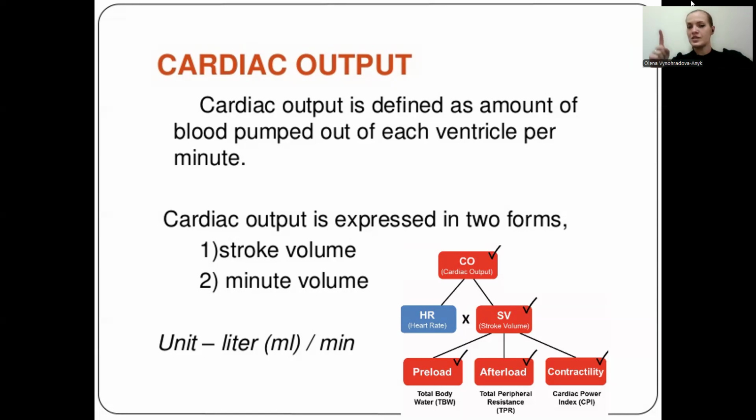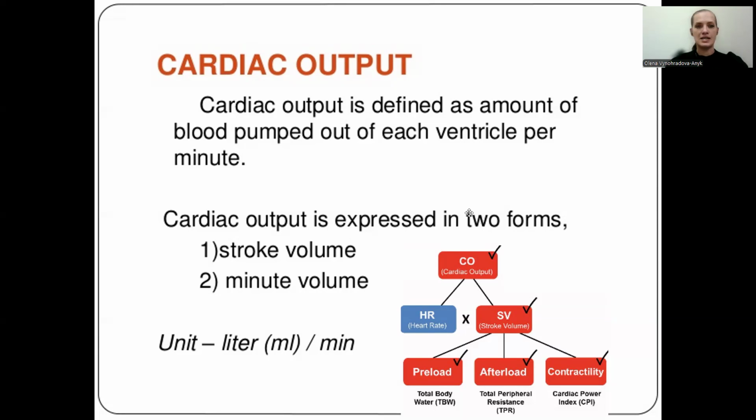Stroke volume is the amount of blood pumped by the heart in one cycle. And stroke volume depends on the next parameters. Preload, how much blood comes into the heart. Afterload, which depends on the peripheral resistance of the vessels, I will explain it now, and contractility of the heart, the properties of heart muscle.